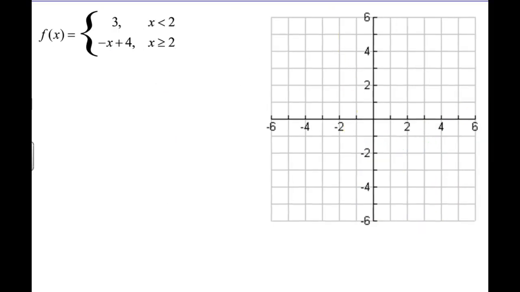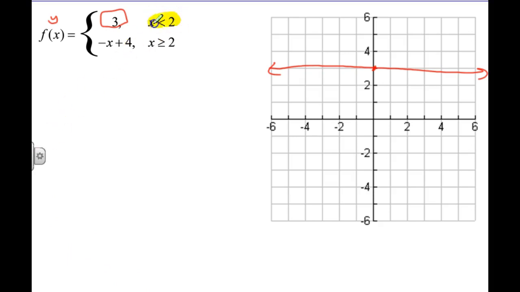Let's try another one. This one should be a little quicker. So when you're doing something like this, f of x equals 3. Remember, think of this as y equals. So f of x is like y equals. So y equals 3. Well, y equals 3, we've done a bunch of those. That line looks like this. Right? It has a y-intercept of 3, and it spans the whole space there.